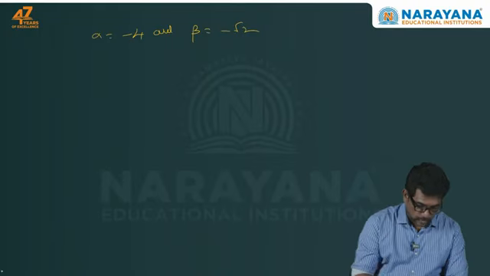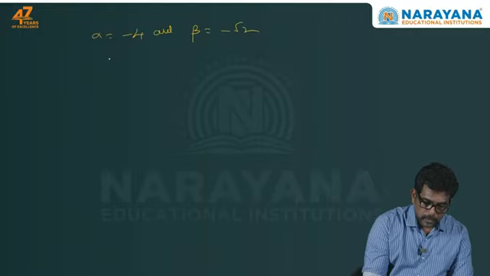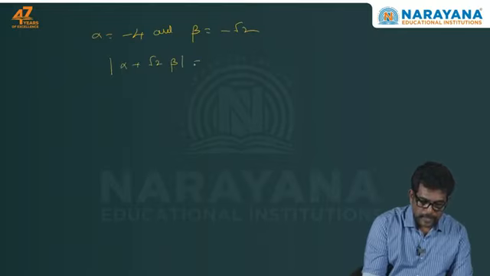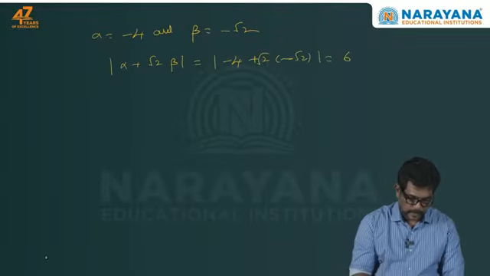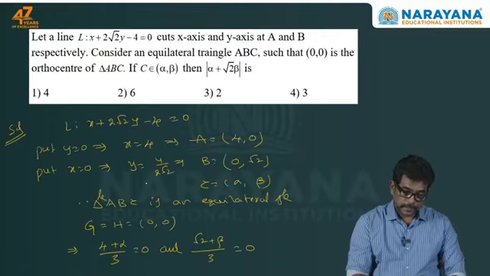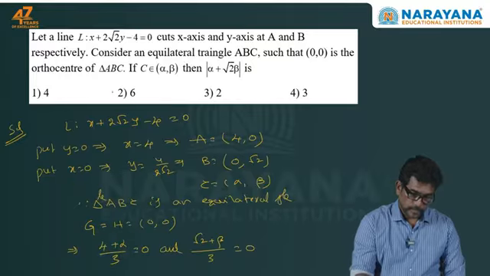Now they asked for mod of alpha plus root 2 beta. Mod of alpha plus root 2 times beta is equal to mod of minus 4 plus 2 times root 2 times minus root 2, which is equal to 6. 6 is the answer for this.